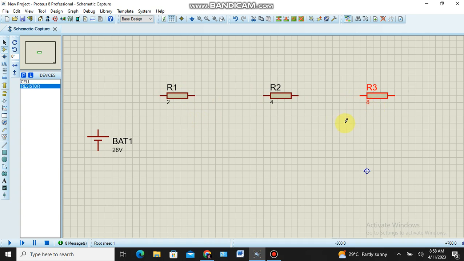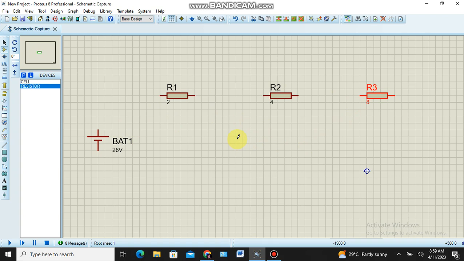What will be the total resistance? R1 plus R2 plus R3 is nothing but 14 ohm. Say, what is the total current? Total current equals total voltage V divided by total resistance. Total voltage is 28 volt. Total resistance is 14 ohm. 28 divided by 14, total current will be 2 amps. 2 14s are 28. That's why I select the values accordingly.